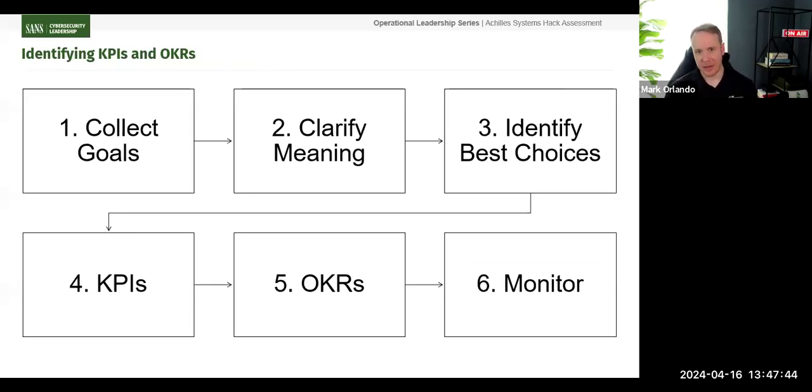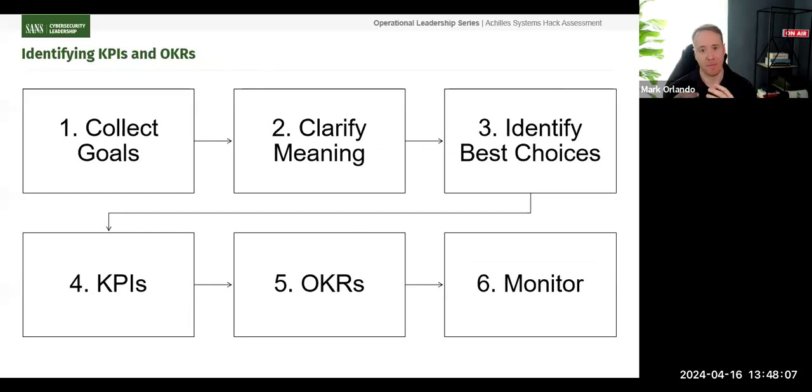Devising and using KPIs and OKRs is a relatively straightforward process that nevertheless can be a little bit time-consuming, a little bit challenging. But at a very high level, it looks like this. We identify what our goals are for our new SOC and for our security functions. Clarify the meaning of those goals. So what is going to tell me that I'm getting there, that I'm achieving those goals?